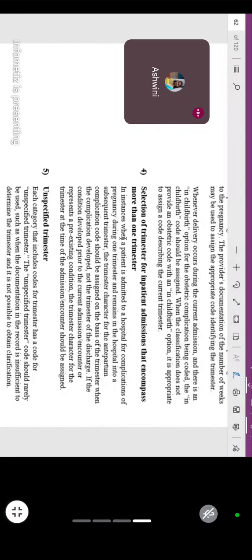Here, again, it is the opposite. We have to code first trimester, even today. Because, in the instance when the patient is admitted to the hospital for a complication of the pregnancy during one trimester and remains in the hospital into the subsequent trimester, the trimester character for the antepartum complication should be assigned on the basis of the trimester when the complication developed, not the trimester of the discharge.